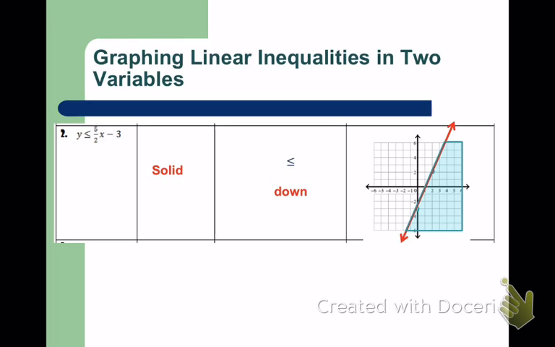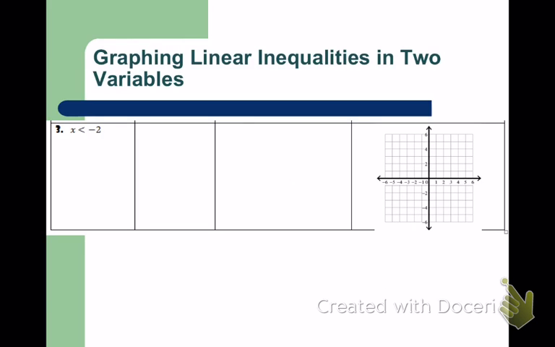Let's move on to our next example. x is less than -2. So remember, this is not in slope-intercept form. This has an x on there, so that means this is going to be a vertical line. It cannot hit the y-axis because it's not in y equals form. So there's no y-intercept, and the slope is undefined. So we're going to have a vertical line at -2 on the x-axis. So we're just going to draw a line right there.